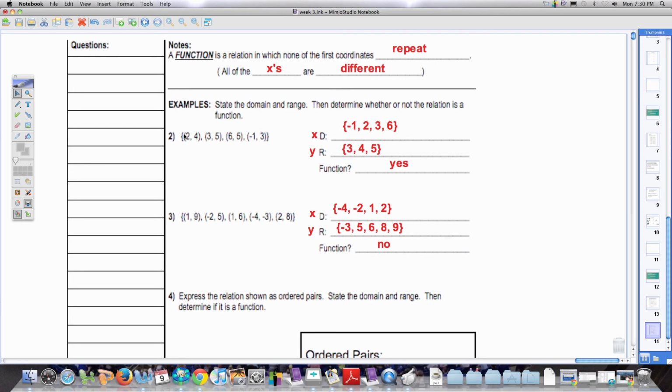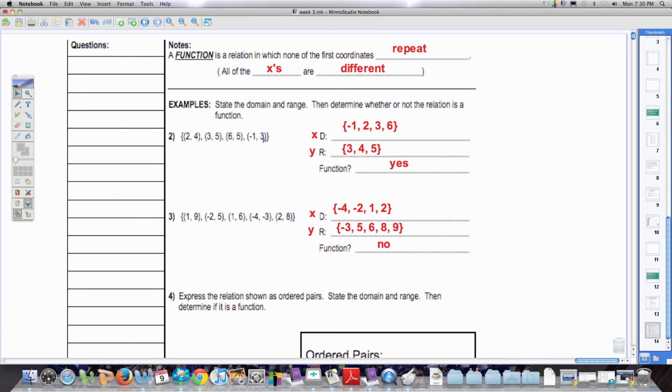All right, here's some examples, and you're going to tell me if they're a function or not. In both these examples, what is given to you is a set of ordered pairs. It says to state the domain and range, then determine whether or not it's a function. Okay, so let's go through. Let's do the domain first.